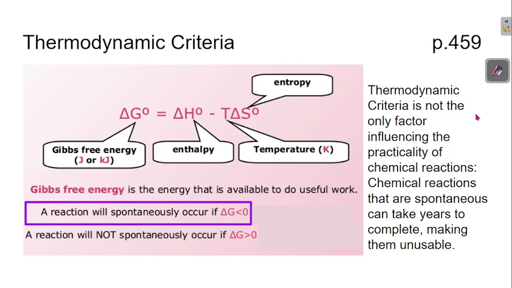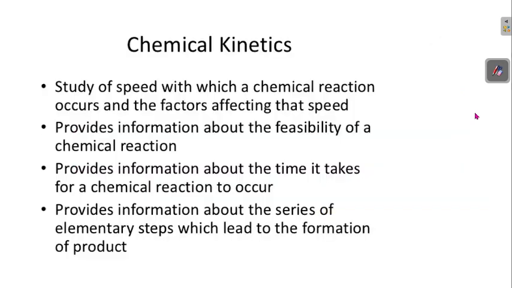So besides thermodynamic criteria, we also need to look at the chemical kinetics. What is that? Kinetics means speed, the rate of that reaction. We need to study how fast that reaction is. So when we study chemical kinetics, we're studying the speed with which a chemical reaction occurs and the factors that affect that speed. We can speed a reaction by changing a few things. We're going to learn about what we can change to speed that reaction or to slow down that reaction if that's what we want to do.